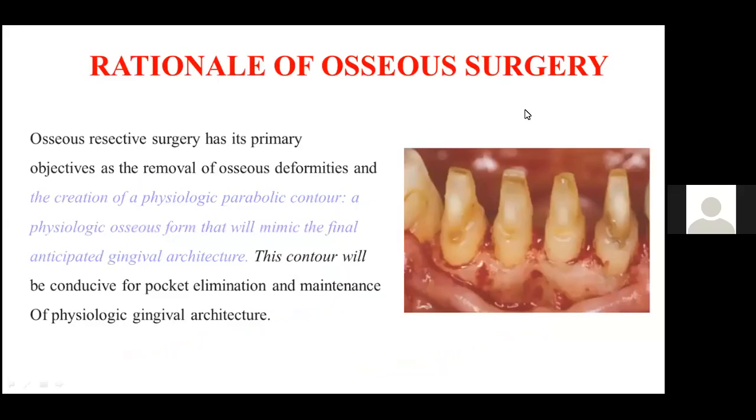Okay. Now, what is the rationale of this osseous surgery? The rationale is that we have to bring about a physiological contour of the tooth. You know that there are three types of architecture: a positive architecture, a flat architecture, and a negative architecture.